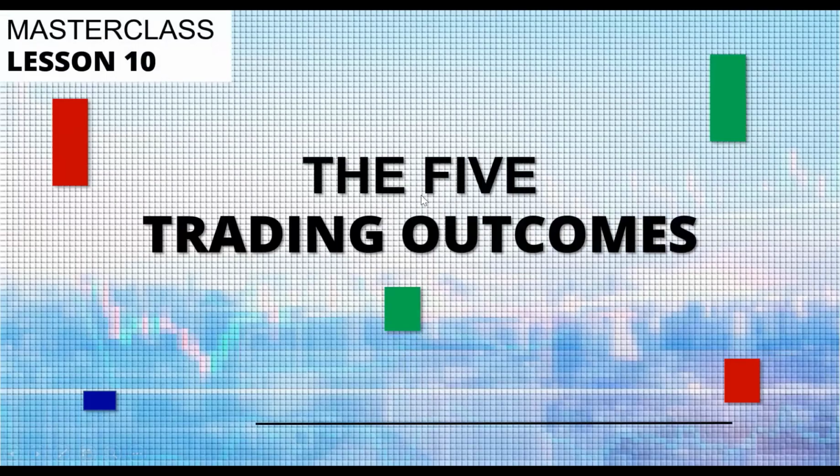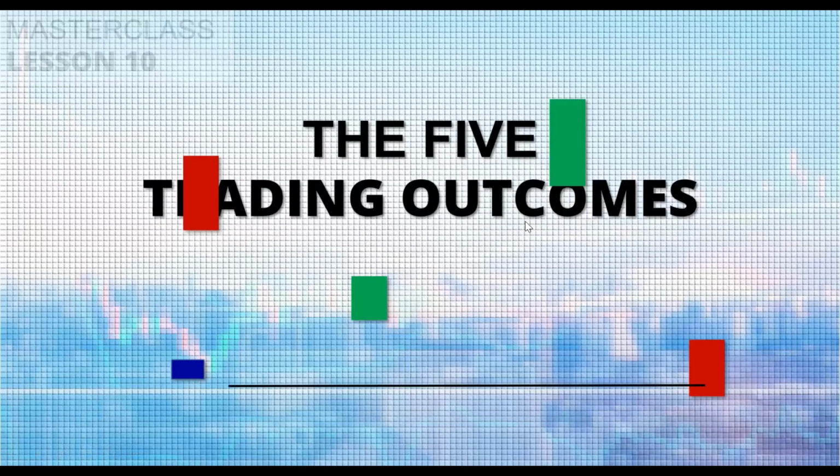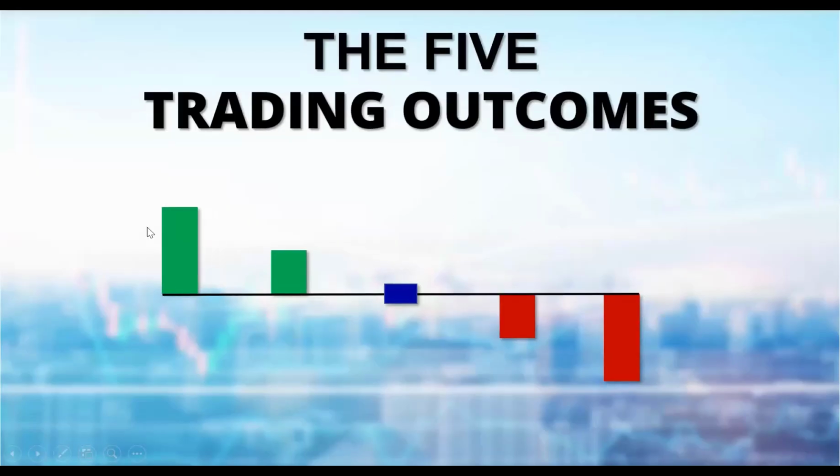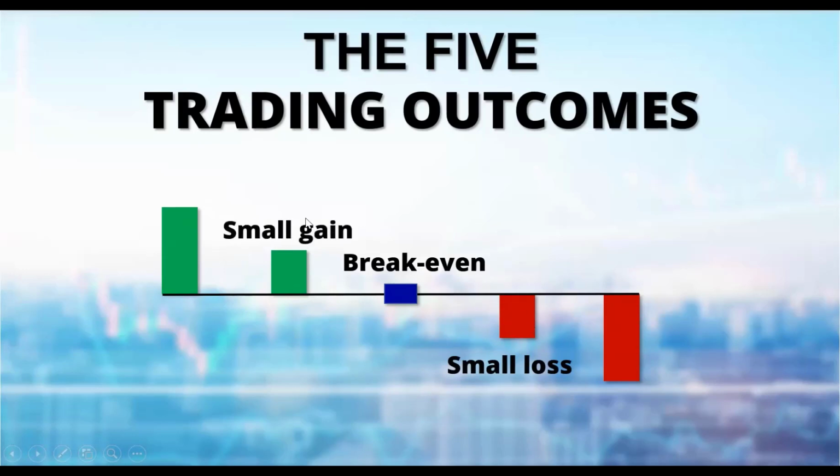Masterclass lesson 10, the 5 trading outcomes. There are 5 trading outcomes that you can take with any one trade. The first one is that you can break even, where you do not lose any money or gain any money. The second one is where you take a small loss in the market when the market moves against you and hits your stop loss. Third, there is a small gain when the market moves in your favor and you bank a small gain.